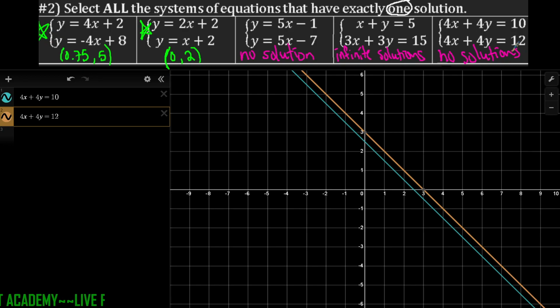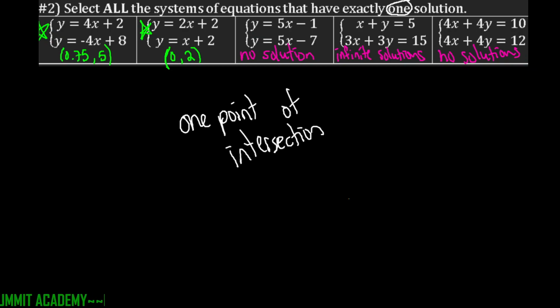So only those first two are the ones with one solution. Alright, so let me hide this real quick. Again, a point of intersection has that solution point. So this is the solution point, again, as an x and a y value. Okay.